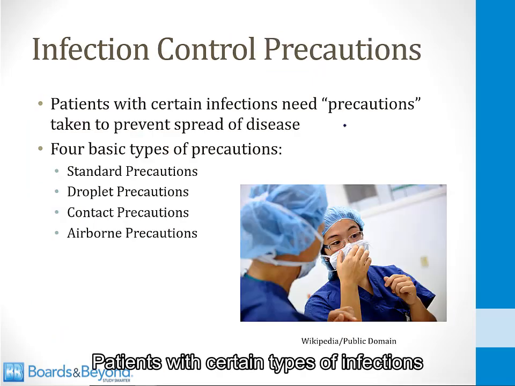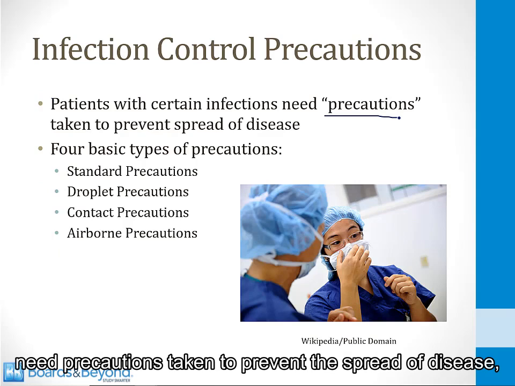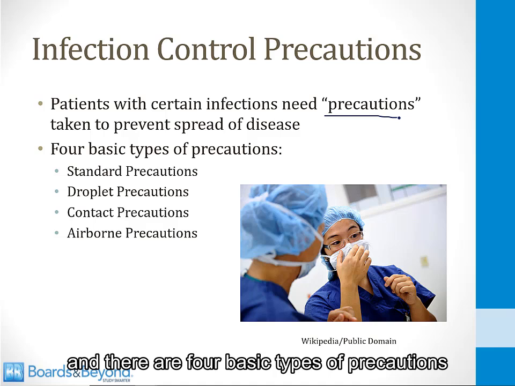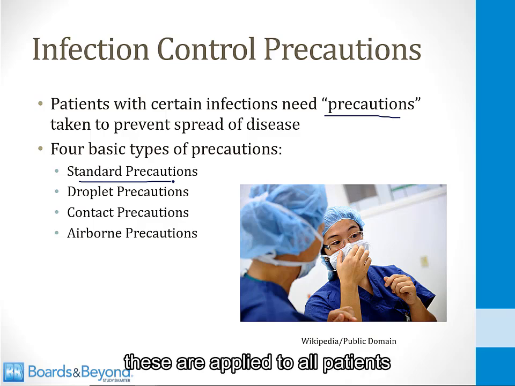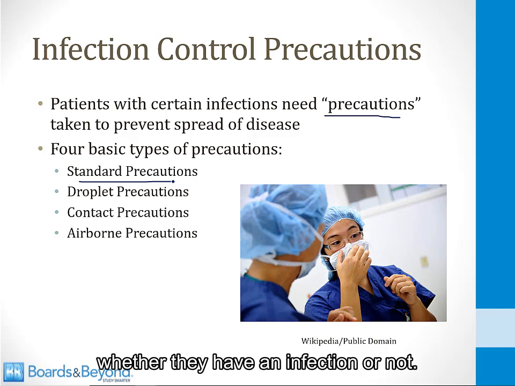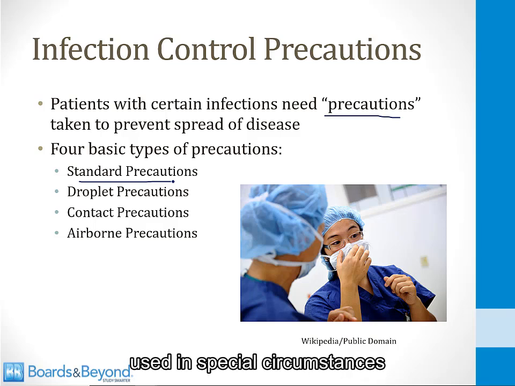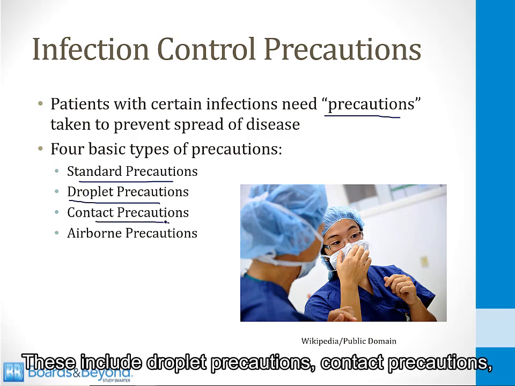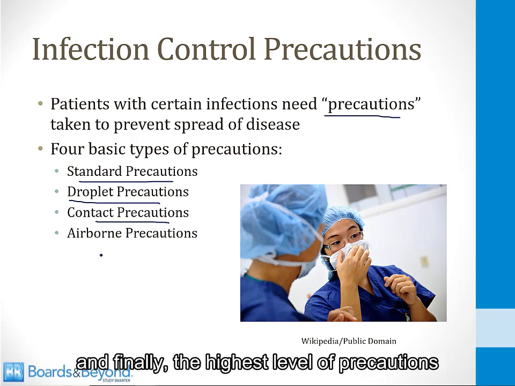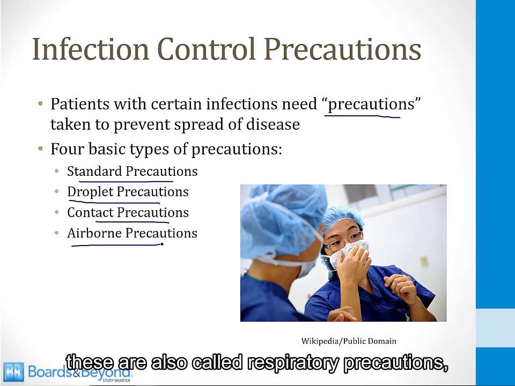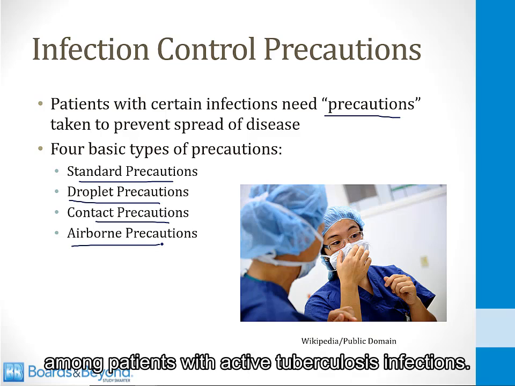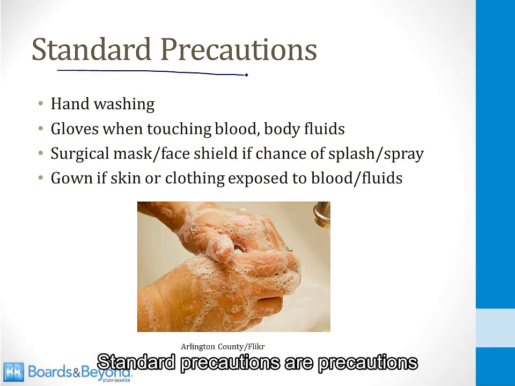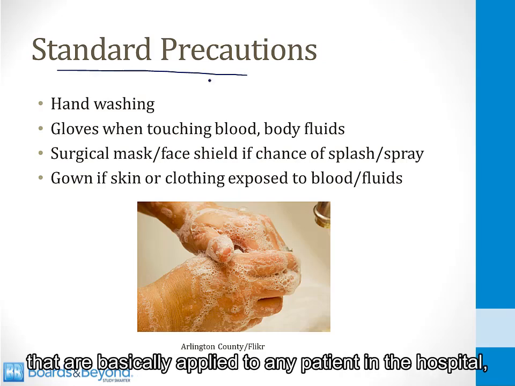Patients with certain types of infections need precautions taken to prevent the spread of disease, and there are 4 basic types of precautions used by hospitals. First, there are standard precautions. These are applied to all patients, whether they have an infection or not. Then there are higher levels of precautions used in special circumstances that we'll talk about in a minute. These include droplet precautions, contact precautions, and finally, the highest level of precautions are the airborne precautions. These are also called respiratory precautions or TB precautions because they're often used among patients with active tuberculosis infections. Standard precautions are precautions that are basically applied to any patient in the hospital.